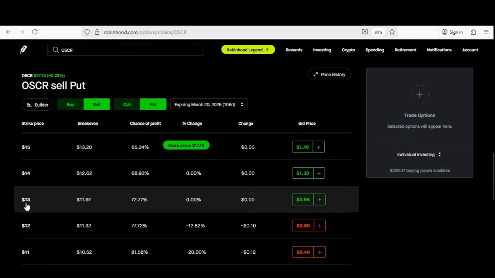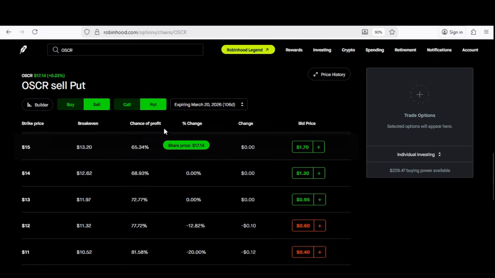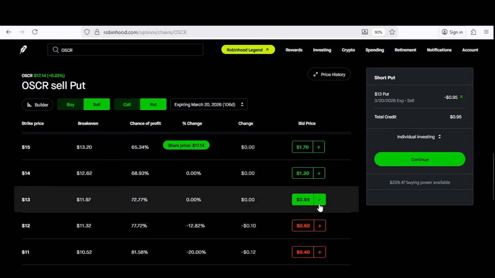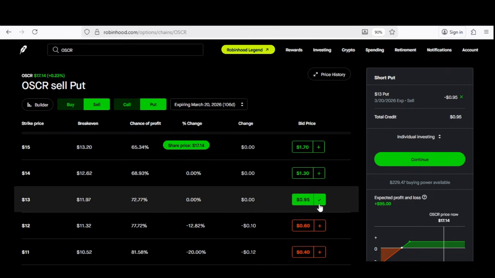The $13 strike price here gives me a chance of profit, as you can see at the top here, of around 72%. Now, like I mentioned, these are all going to be income generating option strategies. So once you do this option strategy, you're going to be paid. The amount you're going to be paid for this first option strategy is 0.95, which works out to be $95 in the real world.